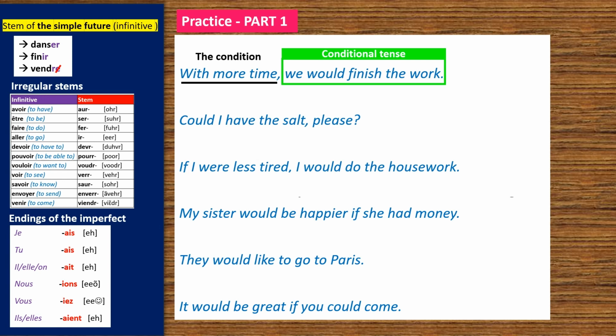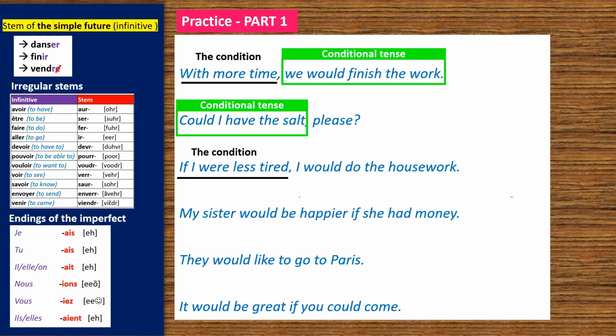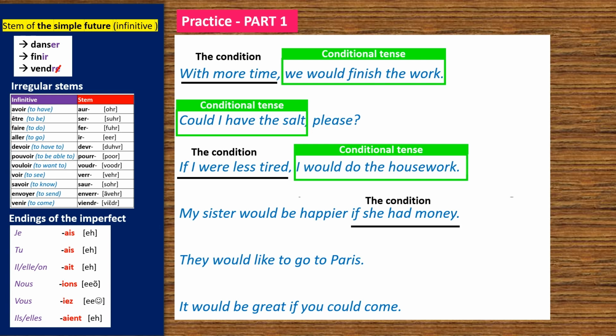Could I have the salt? This is the polite form, therefore conditional tense. If I were less tired, I would do the housework. The condition for the housework to be completed is me being less tired, that's the condition. I would do the housework is the conditional tense. My sister would be happier if she had money. The condition is my sister having money. The rest will be the conditional tense.